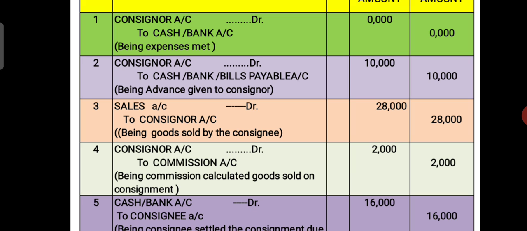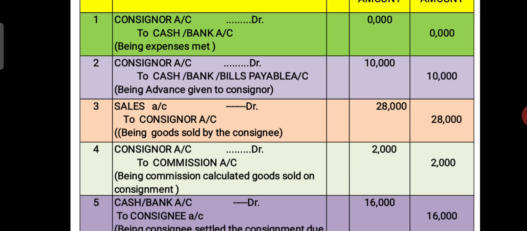Third entry, we write it when the consignee sells the goods. So what is that entry here? Sales account debit to consignor account. Here who is the consignor? Salim of Secunderabad. In brackets you write Salim of Secunderabad, 28,000. Narration: being goods sold by the consignee.